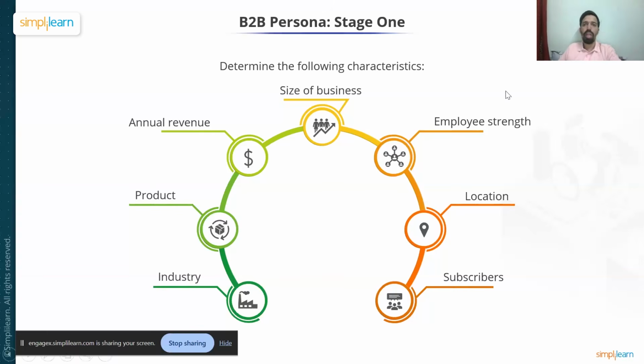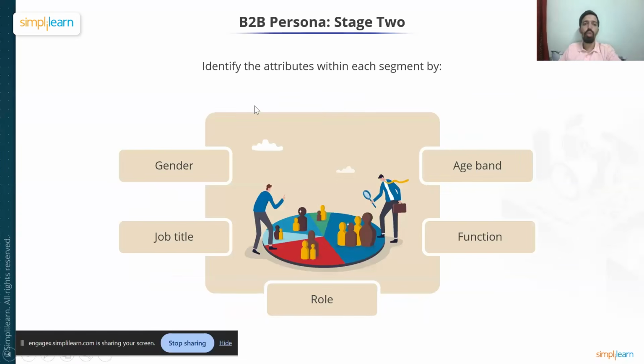After that we will have stage 2, in which you need to categorize the audience by gender, job titles, roles, functions, and age bandwidth. Age is also very much important. Now we just want to understand the age criteria.